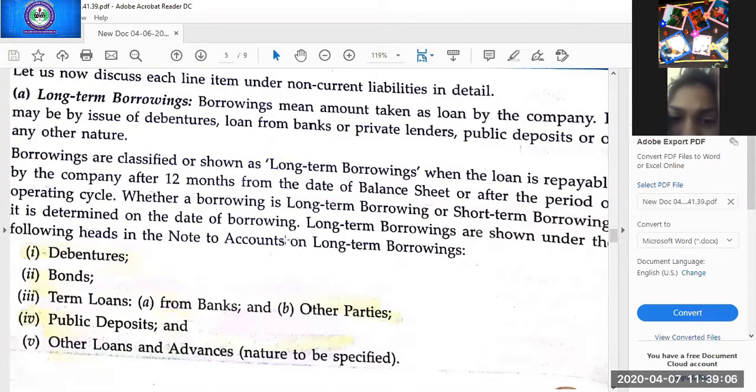Suppose the item bonds is given. So in item, you will be writing bonds. In major head, you will be writing non-current liability. And in subhead, you will be writing long-term borrowings.